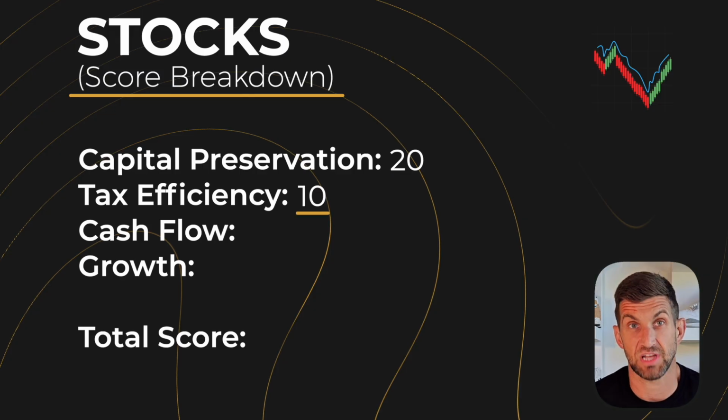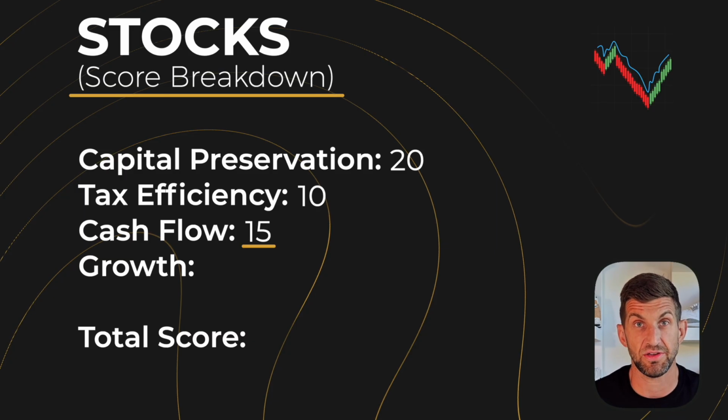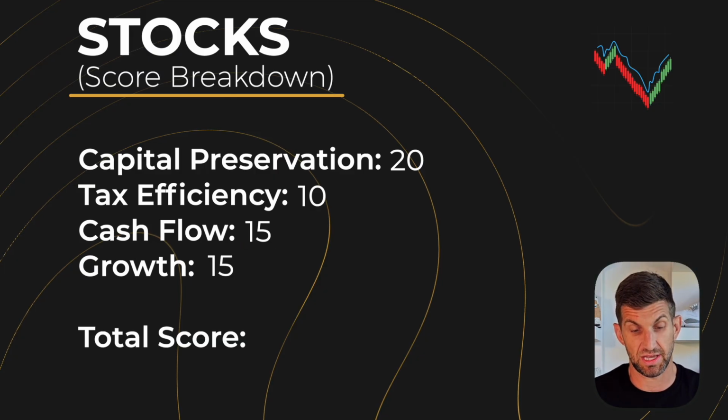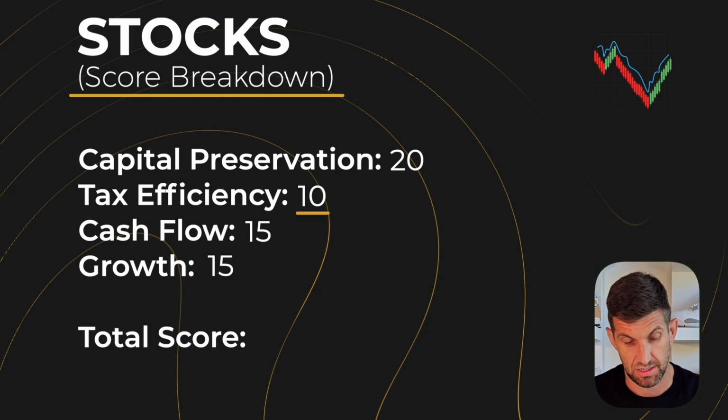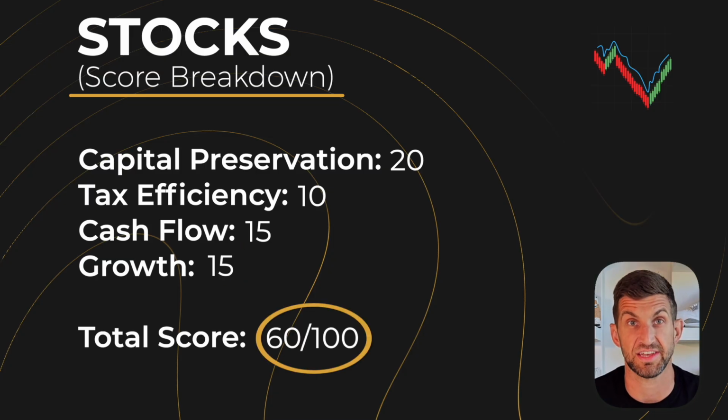Cash flow. Stocks are going to be producing income for you on a monthly and annual basis. So let's give that a score of 15. Growth. The asset is going to be increasing in value. So we'll give another score of 15. So we did capital preservation of 20. We did tax efficiency 10. We did cash flow and growth of 15. So that would be a total score of 60.